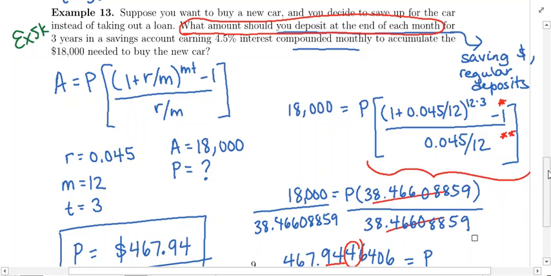Okay. In example 14, we're going to suppose that this monthly savings plan was out of reach for us, that we couldn't swing saving $467.94 a month. We could only afford $200 a month. We could only put away $200 a month. Okay. And if that were the case, how long is it going to take us to save for the $18,000? Okay. So that's going to be the little twist on this problem in the next example. Okay, it will also be our first time we're going to solve the future value of an annuity formula for time. Okay, so let's take a look at it.